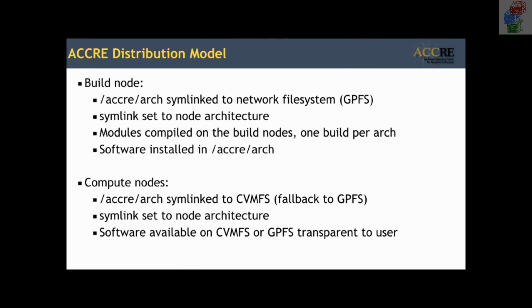And then the software would all just get naturally installed on ACCRE. Now the compute nodes, what you do is our configuration management would simply relink ACCRE to CVMFS, where the directory structure would otherwise look the same, allowing us to also do a fallback to GPFS if the configuration management software noticed that CVMFS is down. And again, the symlink would be set to the node architecture. So this would mean that the software is available in the same place transparently to the user in terms of the file system hierarchy, but it's really being served on CVMFS or GPFS depending on where you are on the cluster.